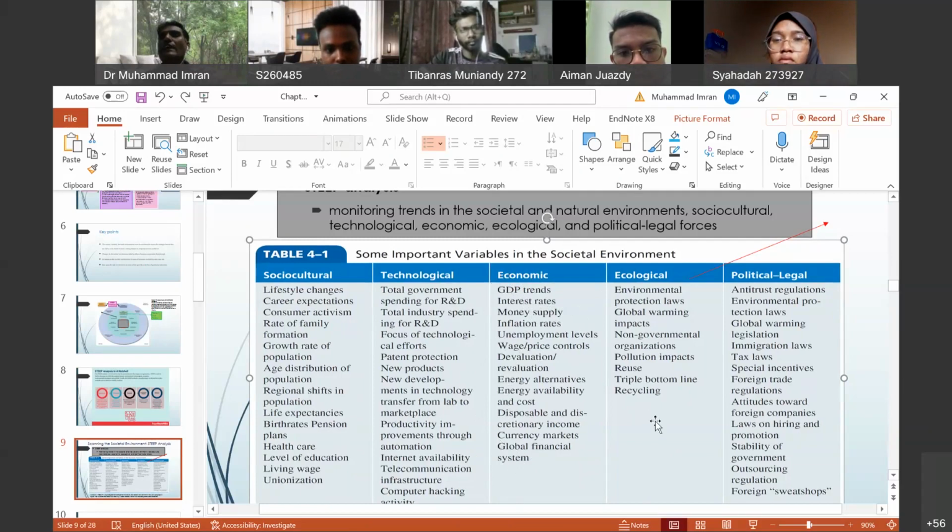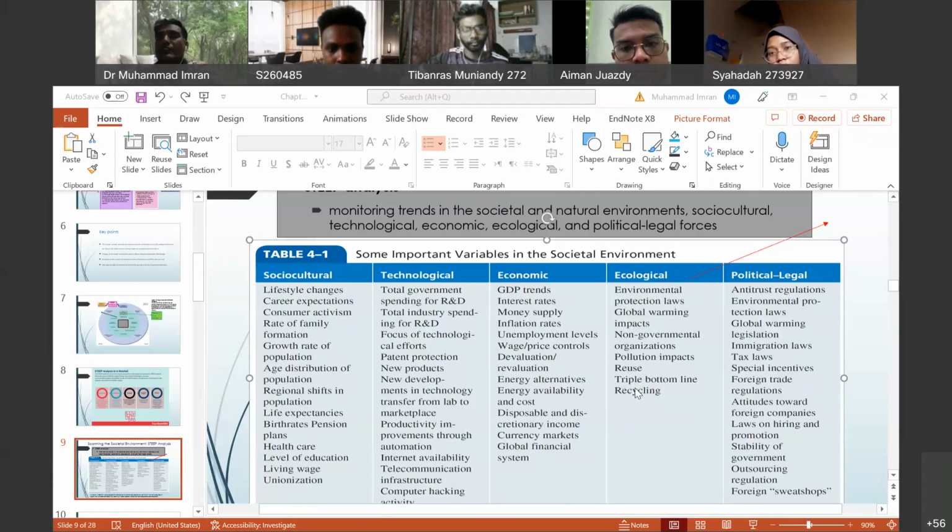Okay, ecological, or we can say environmental. So Heda, can you read this one? Environmental protection law, global warming impact, non-governmental organization, pollution impact, and then reuse, people reuse, and recycling. Yes, recycling. Everybody knows.